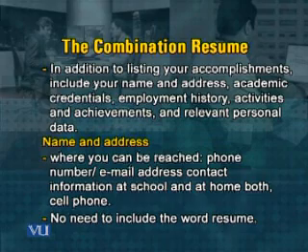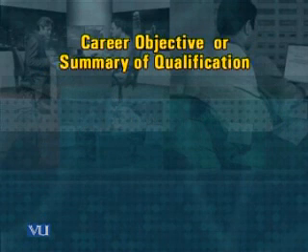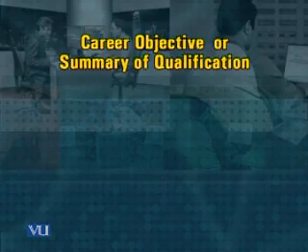After your name and address, you write the career objective or summary of qualification. This is another piece of information that you give to your employer about yourself. So far as this career objective or summary of qualification is concerned, there is disagreement among experts.